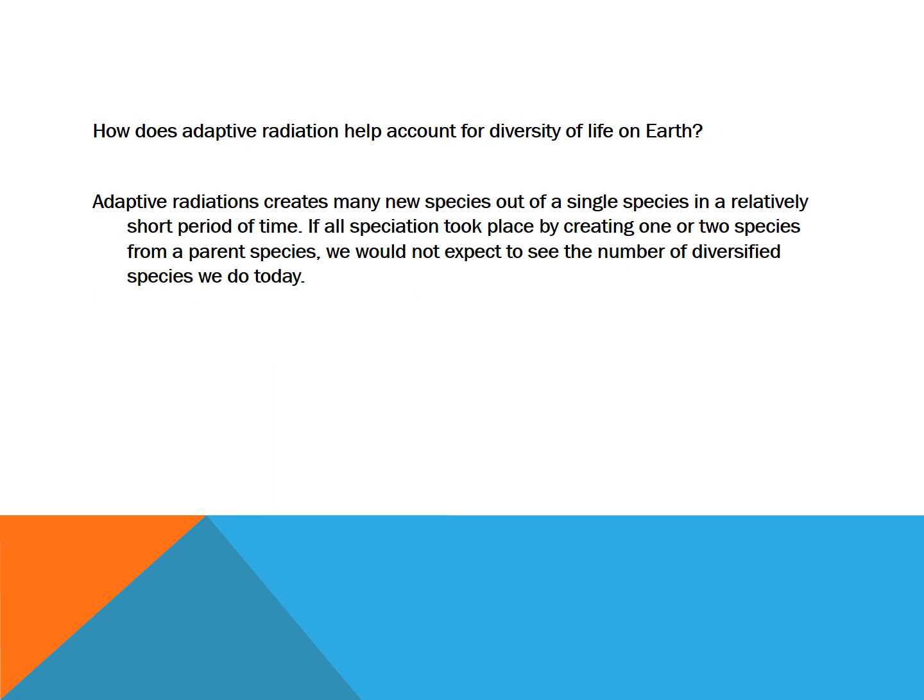So, how does adaptive radiation help account for the diversity of life on Earth? Adaptive radiation creates many new species out of a single species in a relatively short period of time. If all speciation took place by creating one or two species from a parent species, we would not expect to see the number of diversified species that we do today.